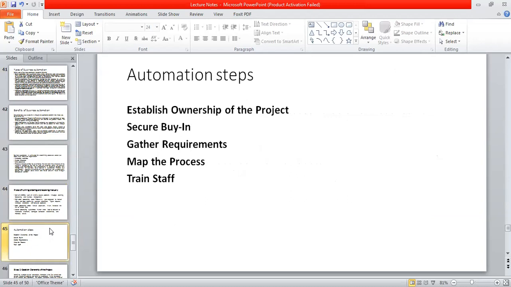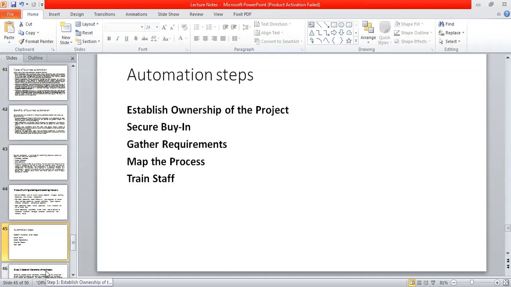So what are the steps in the automation? We are going to look at the general steps of automating a process. Then we are going to look in detail at the specifics of automating the ordering and receiving process within the accounts department.